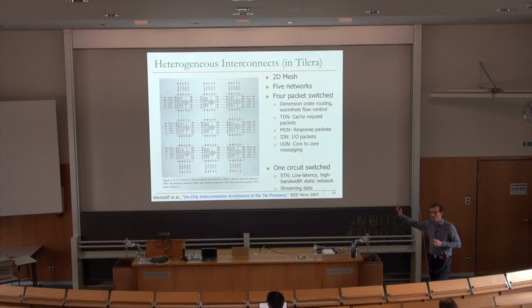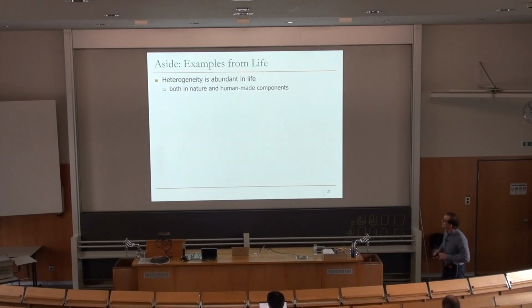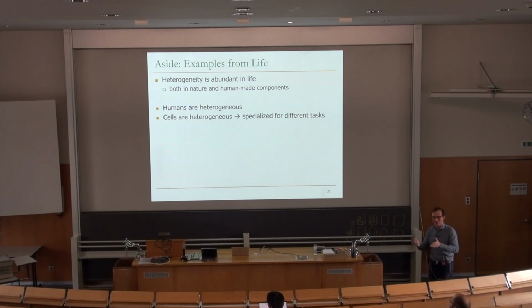And that's not heterogeneous enough. There are many more proposals that make the network even more heterogeneous. But we will discuss that when we get to networks. So this is a very fundamental principle. Heterogeneity is abundant in life also, both in nature and in human-made components. We've seen buildings, for example. Humans are heterogeneous, right? All of us are heterogeneous here. Even identical twins are heterogeneous in some way. Yeah, they're probably the closest to homogeneous.